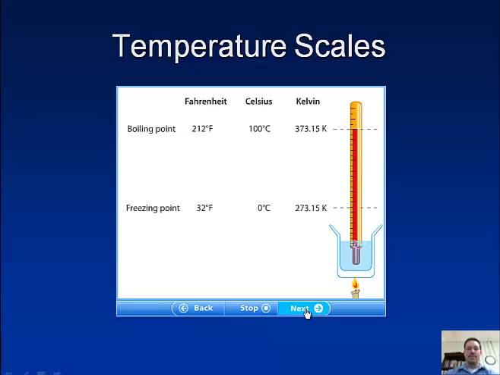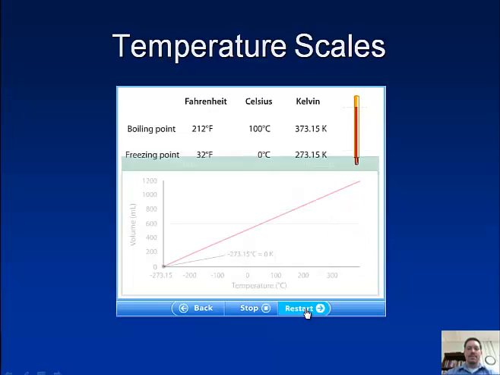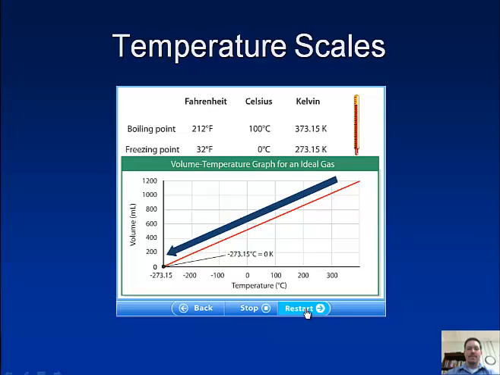This scale was invented after the concept of absolute zero temperature was discovered from the study of gases. As an ideal gas is cooled, its volume decreases linearly with temperature. It can be seen that the volume of an ideal gas would become zero when the temperature reaches minus 273.15 degrees Celsius. This is the temperature that is specified as 0 on the Kelvin scale. It is absolute zero, the coldest possible temperature.